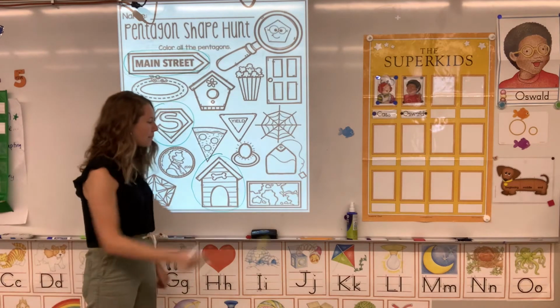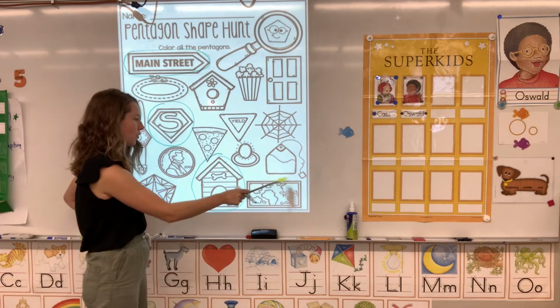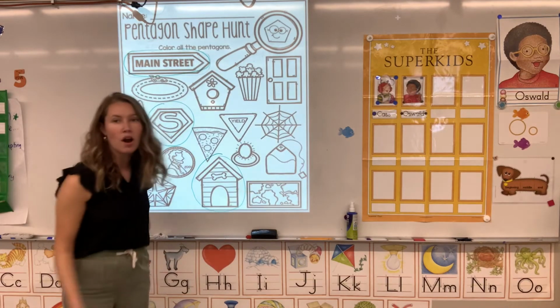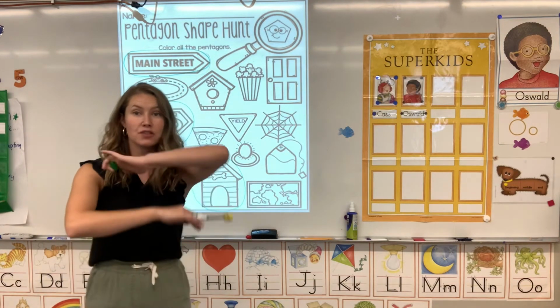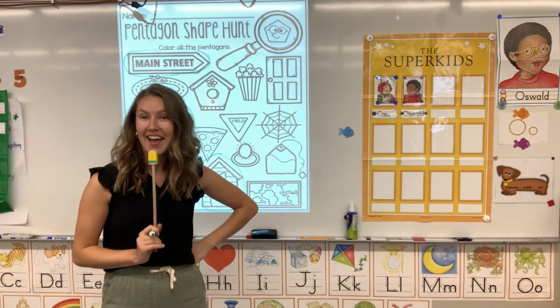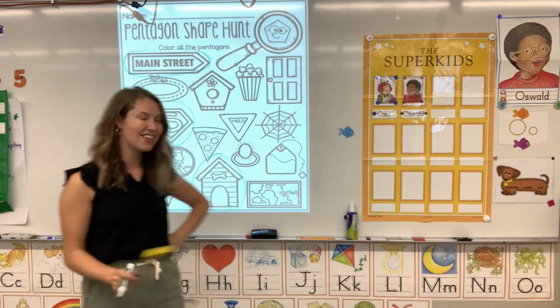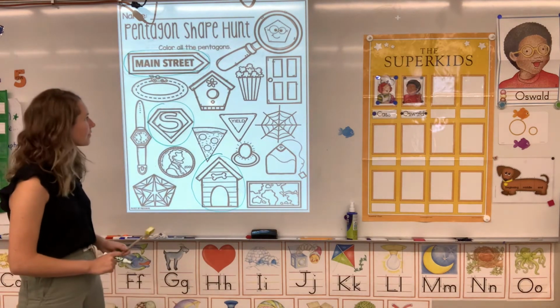What about this map of the world? Let's count the sides. 1, 2, 3, 4. Only 4 sides. What's a shape with 4 sides that has 2 sides longer than the other 2? A rectangle. So we're not going to circle that because it's not a pentagon.